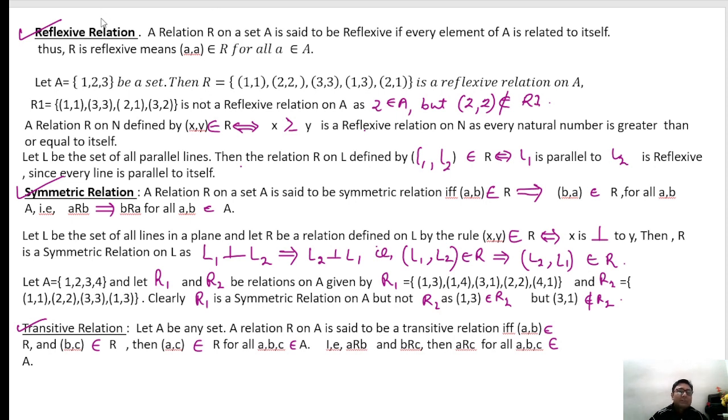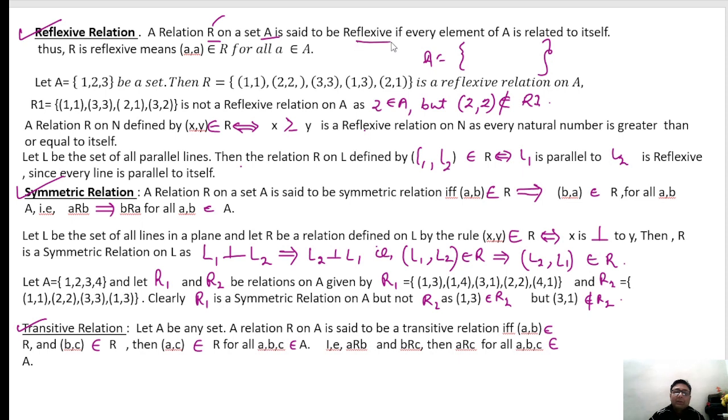First, we will discuss the reflexive relation. A relation R on a set A. आपको एक set A दिया जाएगा, from where you have to choose your elements. इस set A से you have to choose your elements and a relation will be given choosing the elements from set A. set A से elements choose करेंगे और एक relation दिया रहेगा.